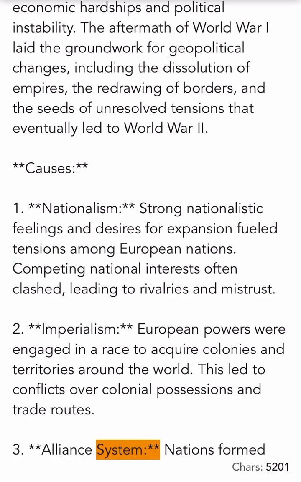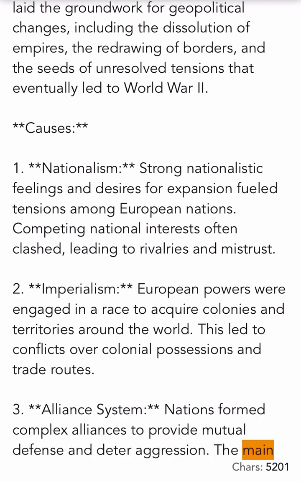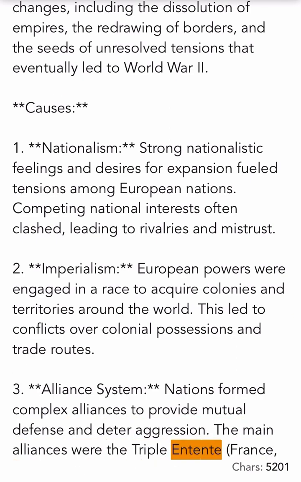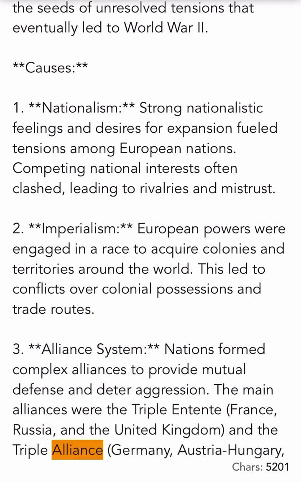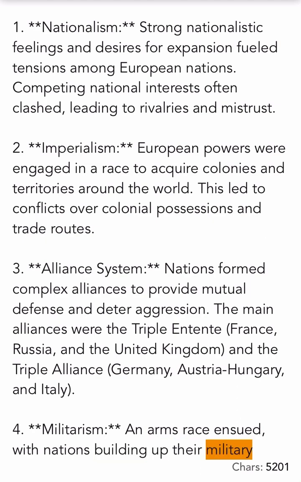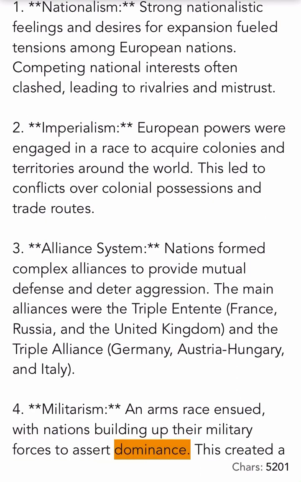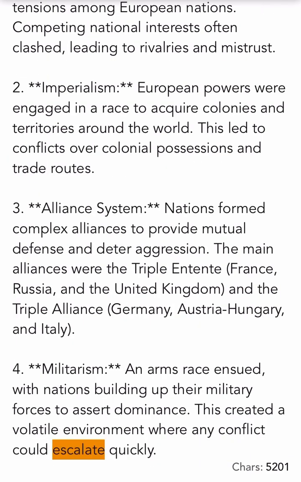3. Alliance system. Nations formed complex alliances to provide mutual defense and deter aggression. The main alliances were the Triple Entente: France, Russia, and the United Kingdom, and the Triple Alliance: Germany, Austria-Hungary, and Italy. 4. Militarism. An arms race ensued, with nations building up their military forces to assert dominance. This created a volatile environment where any conflict could escalate quickly.